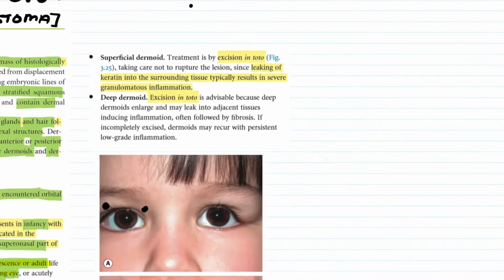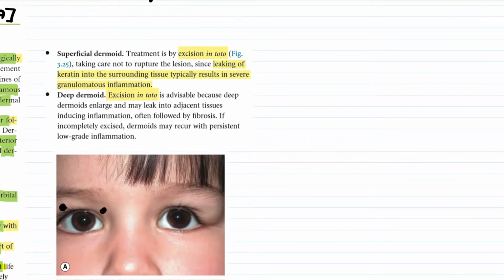For a superficial dermoid, you're supposed to do an excision in toto and not rupture the lesion, because leaking of the keratin into the surrounding tissues typically results in severe granulomatous inflammation. For a deep dermoid, excision in toto is also advisable because deep dermoids enlarge and may leak into the adjacent tissues, inducing inflammation often followed by fibrosis. If incompletely excised, dermoids may recur with persistent low-grade inflammation.